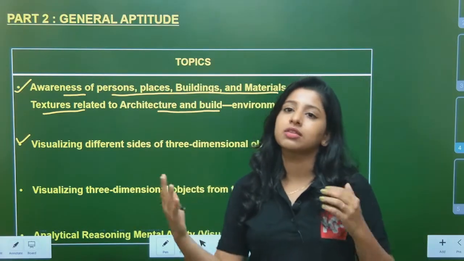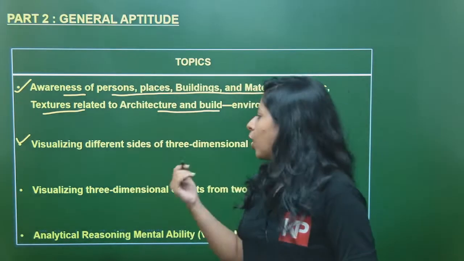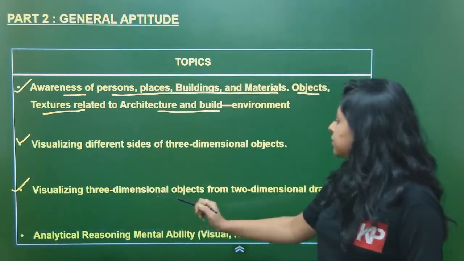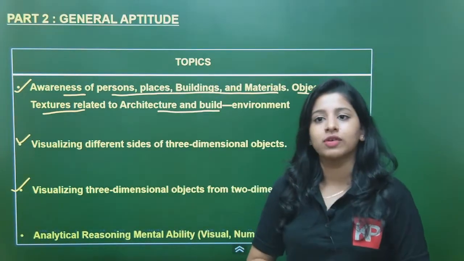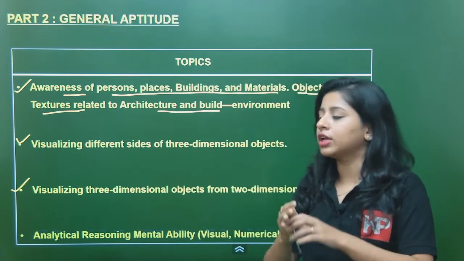So we are looking at the 3D object from various sides, and based on that we select the options. Then the next point we have is visualizing 3D objects from two-dimensional drawings. That is, a two-dimensional drawing will be given and they'll ask you how this particular drawing will look in 3D.